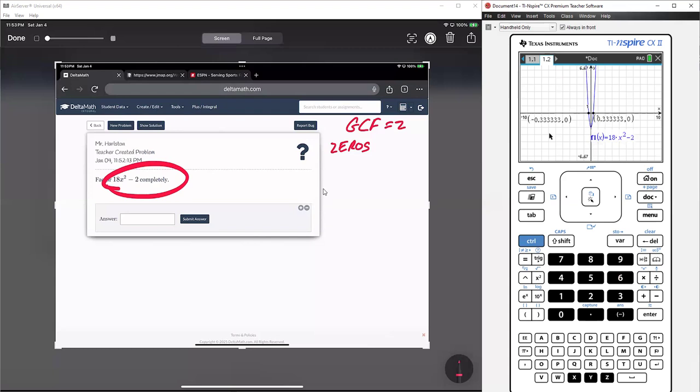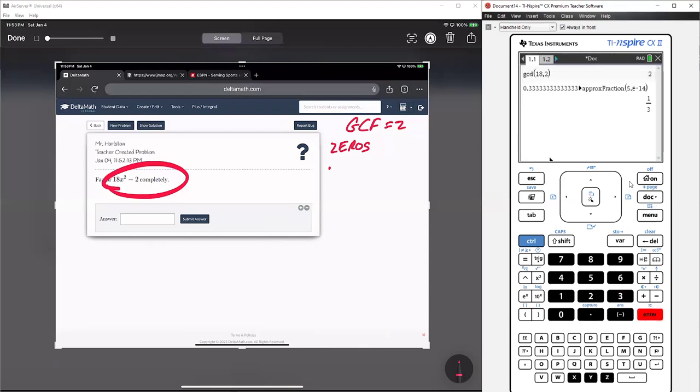Once I know that, I'm going to convert these decimals into fractions. So watch. I'm going to go 0.333. I don't know how many threes to put, I just like to put a lot. And then I do menu 22. This is a really important key. All right, so that says that we have two zeros. One is x equals 1/3 and one is x equals negative 1/3.